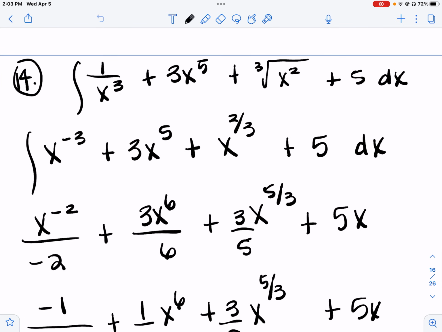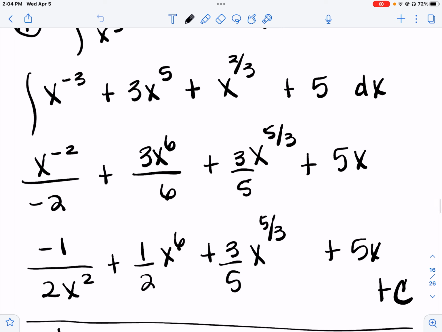Okay, 14. 1 over x cubed becomes x to the negative 3. 3x to the 5th is fine. The cube root of x squared becomes x to the 2/3, and 5 is fine. Okay, that's still in the integral symbol.